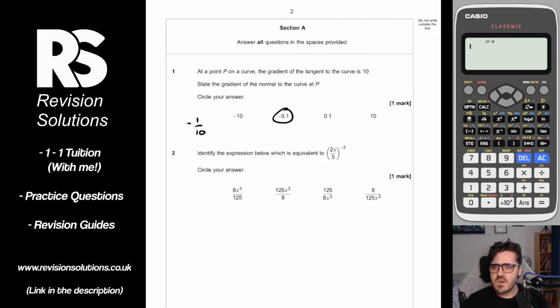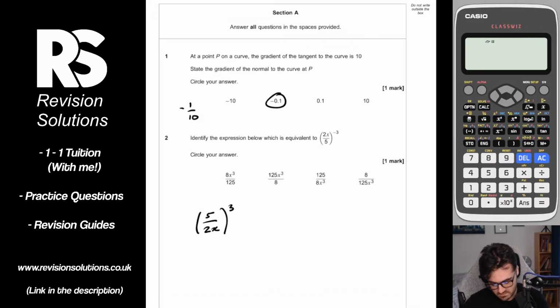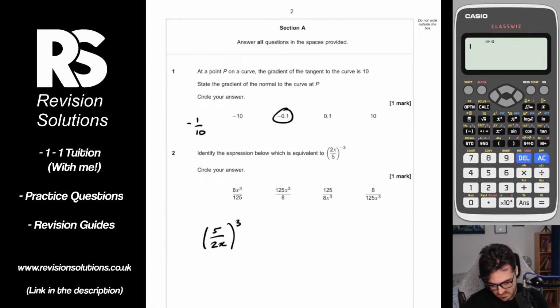Then it says identify the expression below, which is equivalent to (2x over 5) all to the power of minus 3. But to simplify that quickly first, we can make it to the power of 3 if we just flip the fraction. So that'd be the same as (5 over 2x) all cubed. And then if we just cube that whole expression, 5 cubed is 125, and then (2x) cubed is 8x cubed. So it'd be 125 over 8x cubed.